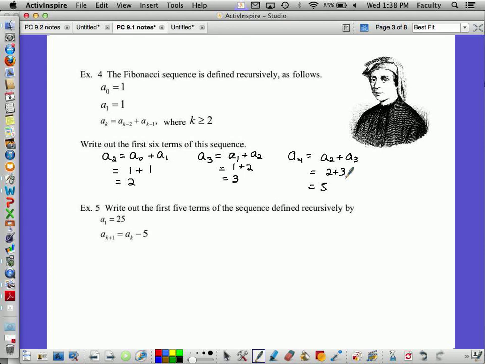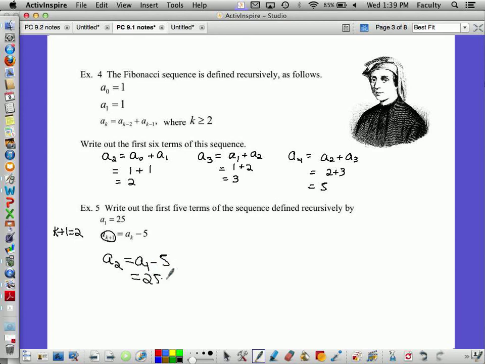So let's look at example 5. It says write out the first 5 terms of the sequence defined recursively by a sub 1 equals 25 and a sub k plus 1 equals a sub k minus 5. All right, so the next term I want to do is a sub 2. Well, k isn't 2. K plus 1 is 2. So what is k? 1. So this is saying a sub 2 equals a sub 1 minus 5.